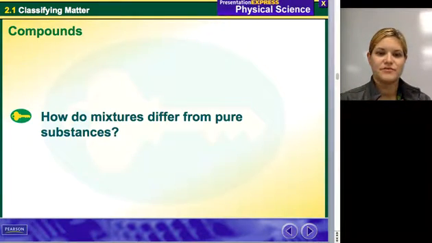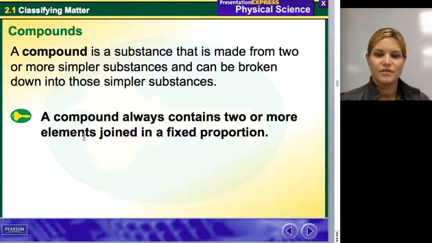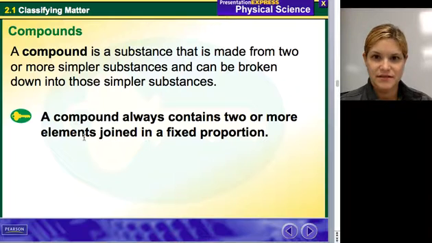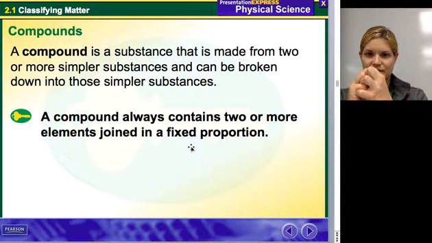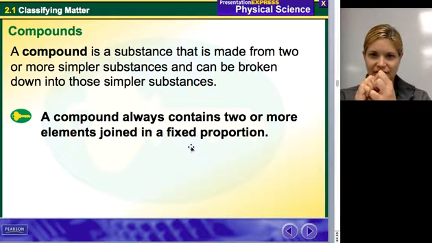So now, talking about compounds, we're still wanting to make sure that we explain why pure substances are different from mixtures. A compound is a pure substance. It is made from two or more simpler substances that can be broken down into those simpler substances. What's really important to know about a compound is that it always contains two or more elements that are joined in a fixed proportion. And when I say joined, I mean they're actually chemically bonded, so they're actually fused together. And when it says fixed proportion, that means the same number of each type of element.